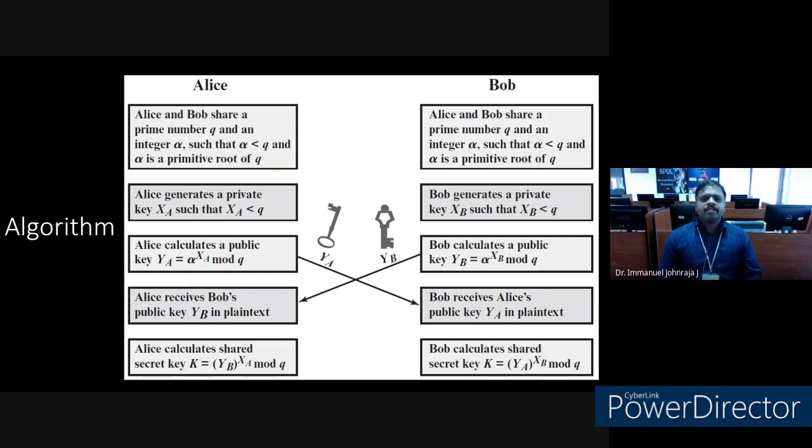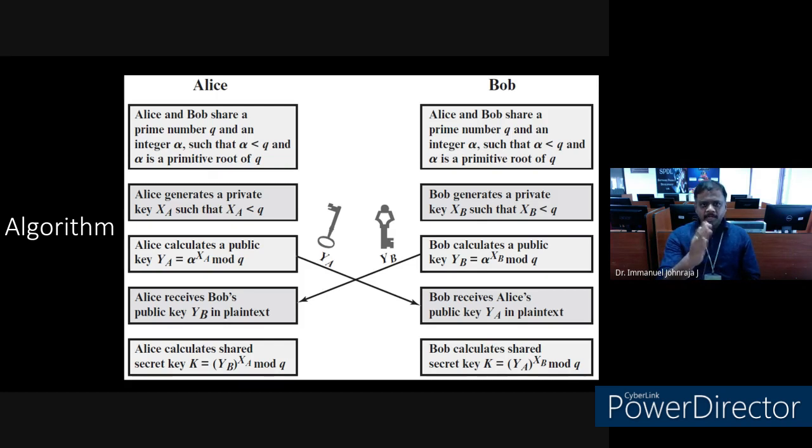All right. So we take two entities, Alice and Bob. These are the two people on the left hand side and right hand side. Their objective is to exchange a secret key. Can we use the Diffie Hellman key exchange algorithm? Yes, sir. You can use the Diffie Hellman key exchange algorithm to exchange the secret key. Okay, how does it work?